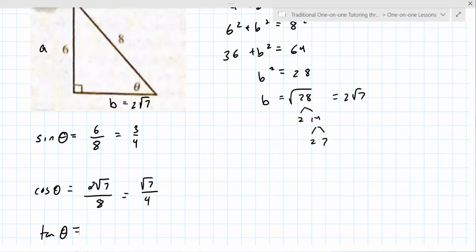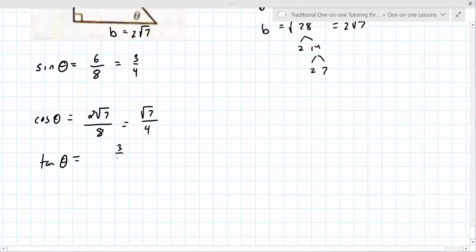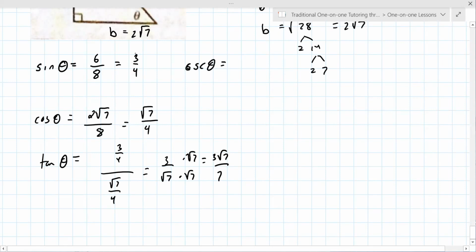So in this case, I guess I'll go 3/4 over square root of 7/4. When the bottoms are the same, it just becomes 3 over square root of 7, but then you do need to rationalize. So you get 3 square root 7 over 7. Cosecant of theta is the reciprocal of sine. So when you've got it in a nice form, you just flip it.